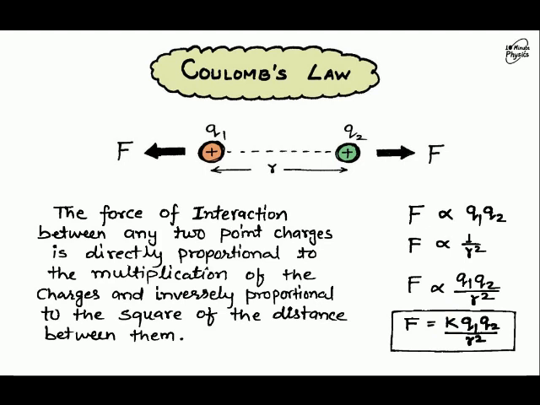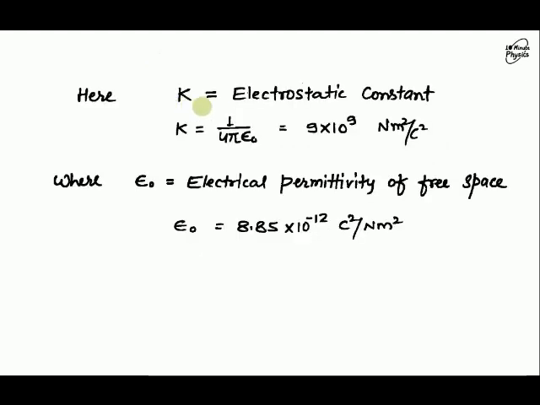Whatever force it may be, either repulsive or attractive, that force of interaction is directly proportional to the multiplication of two charges, that is q1 q2, and it is inversely proportional to the square of the distance between them. Combiningly we can write it as F proportional to q1 q2 divided by r square. After removing proportionality we will get a constant. That constant is K. Here K is the electrostatic constant.